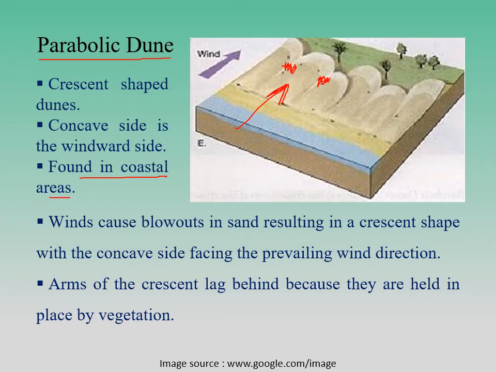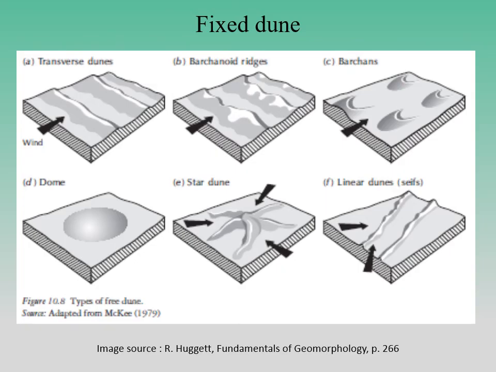Now, apart from these, the dunes can be classified on the basis of whether they are fixed to a certain place or they are continuously moving. Now, in this case, sorry, this was a mistype here. This is called free dune. So these are the different types of free dunes, and within free dunes, these are various types.